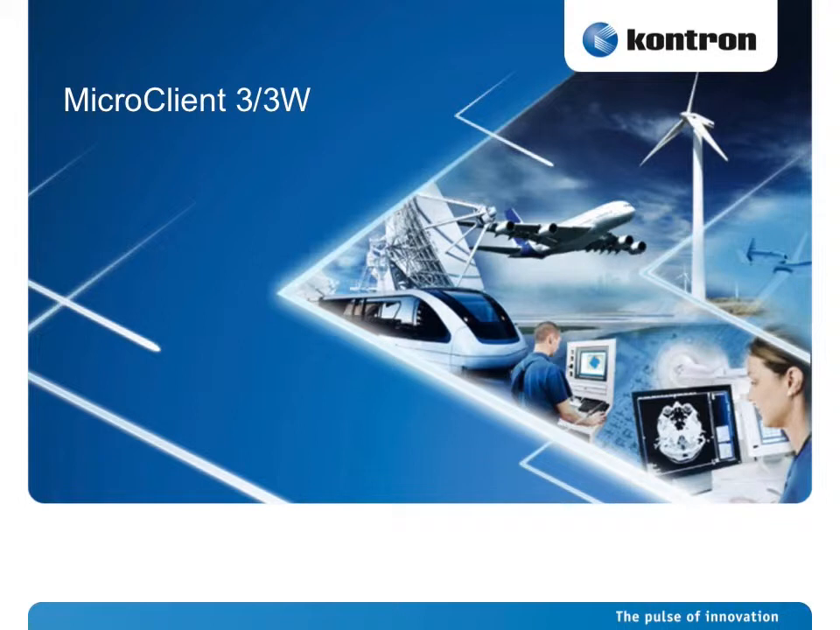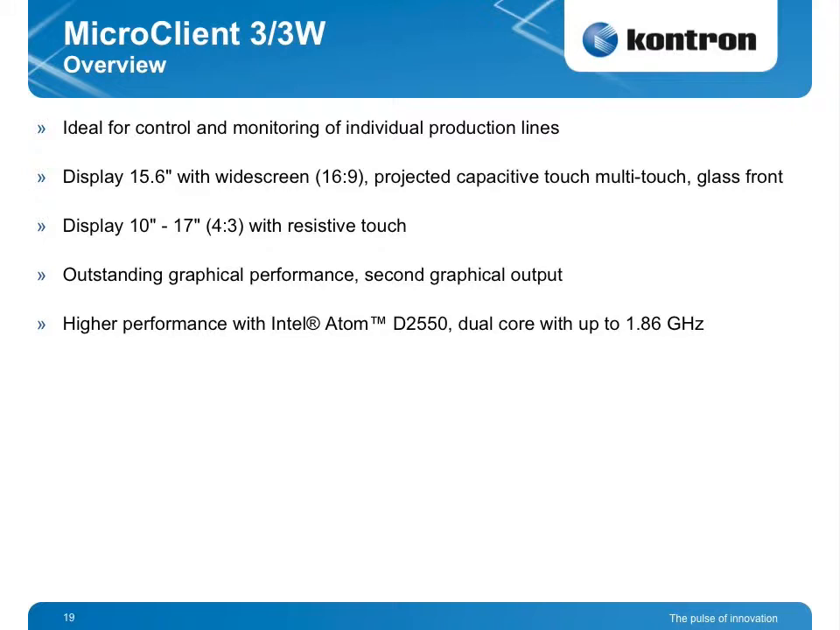This brings us very nicely to the MicroClient. The MicroClient 3 and the MicroClient 3W, standing for widescreen, is the mid-range HMI product line. It's one that's been around for a while in different forms. We've had the MicroClient 1, 1A, 2, 2A, and now we've evolved to the 3 and the 3W. The MicroClient 3 and 3W is the mid-entry range with 15.6 and 16:9 ratio projected capacitive, along with 4-wire resistive touch, in the 10-inch to 17-inch range in the normal 4:3 aspect ratio. The 15.6 widescreen also comes from the OmniClient.